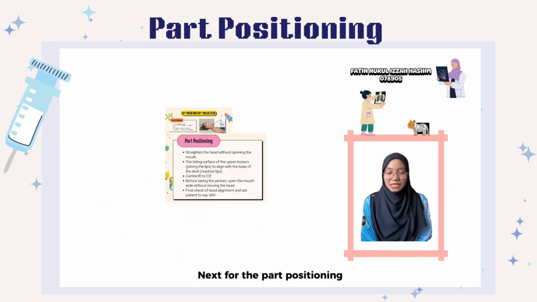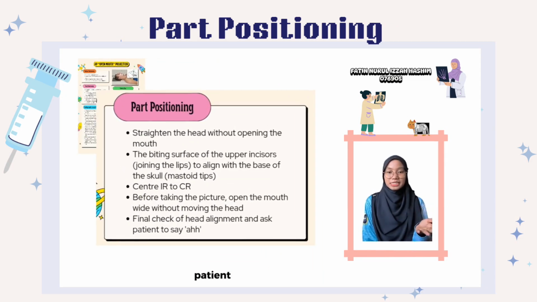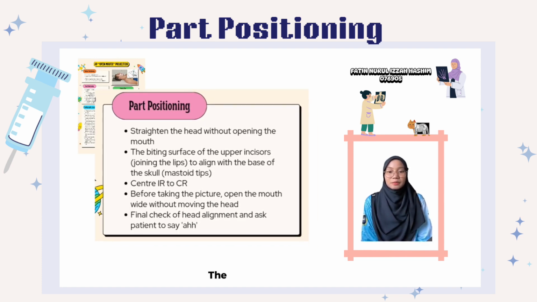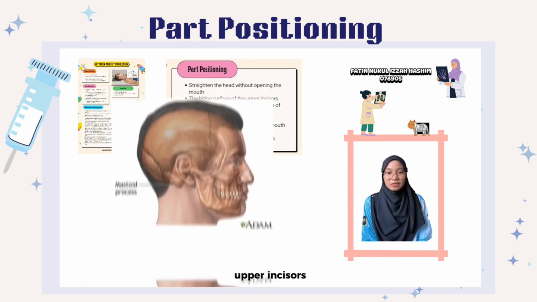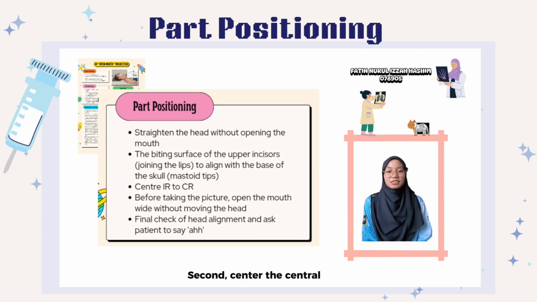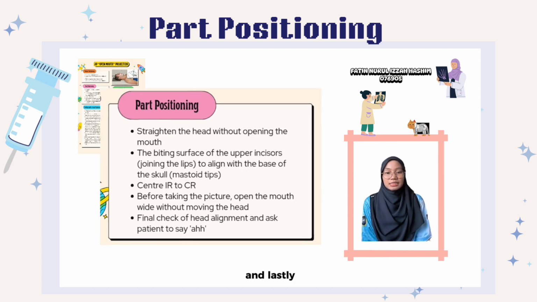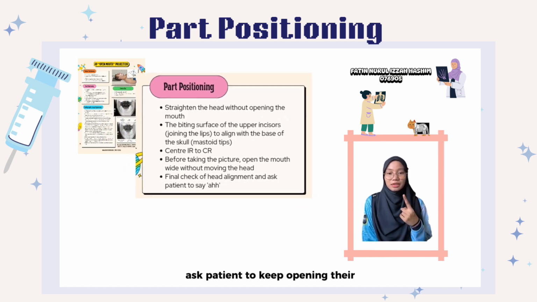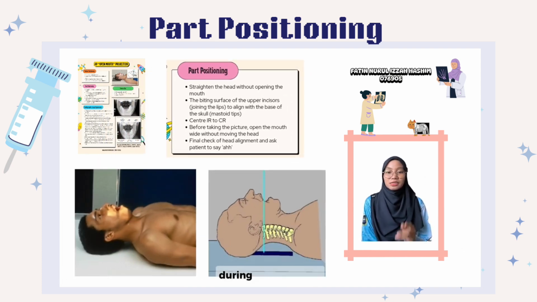Next, for the part positioning, first, we need to straighten the patient's head without opening their mouth. The biting surface of the upper incisor, which joins the lips, must be aligned with the base of the skull, which is the mastoid tips. Second, center the central ray to the image receptor. Next, ask the patient to open their mouth without moving their head. And lastly, ask the patient to keep opening their mouth and softly say "ah" during the exposure. This is to ensure the tongue stays at the floor of the mouth so that it doesn't interrupt the region of interest.